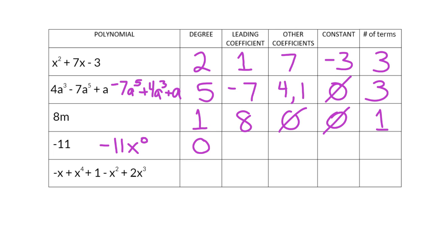The leading coefficient, now that's tricky. If we look at it like this, it looks like a leading coefficient of negative 11. But since it's actually a constant term, we'll call it a constant and not a leading coefficient. I'm going to say there isn't one here, even though you could make a case for negative 11. There aren't any other coefficients, but there's a constant of negative 11. How many terms? 1.